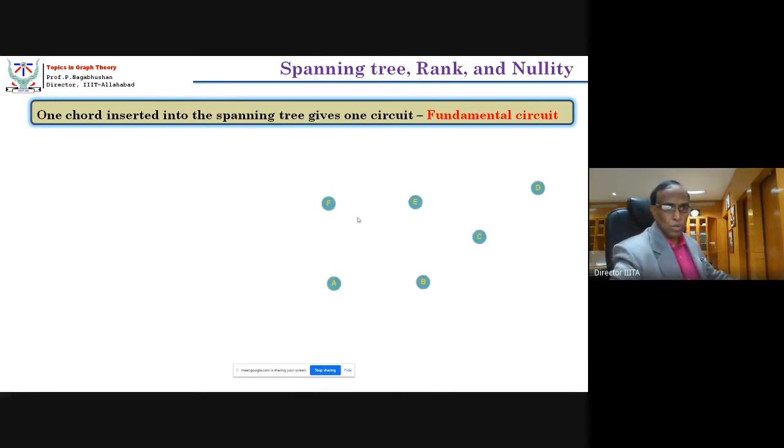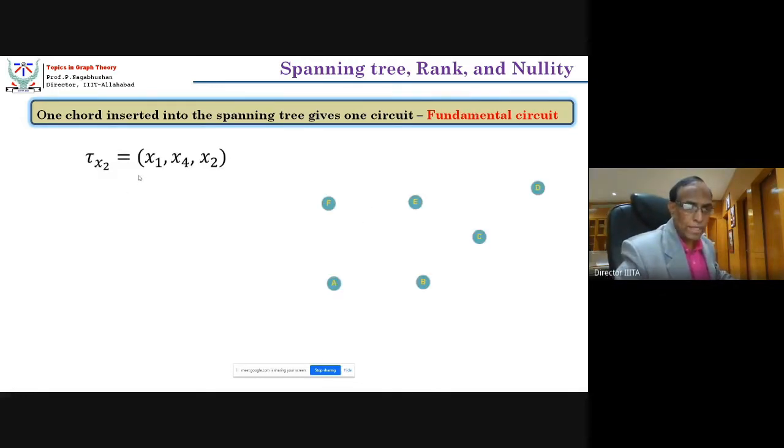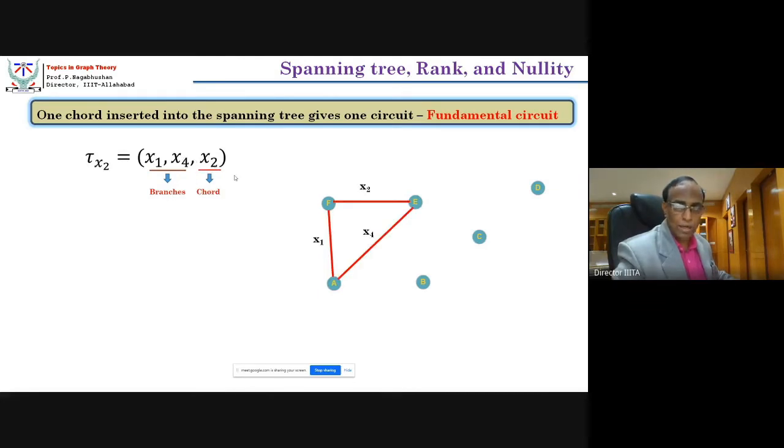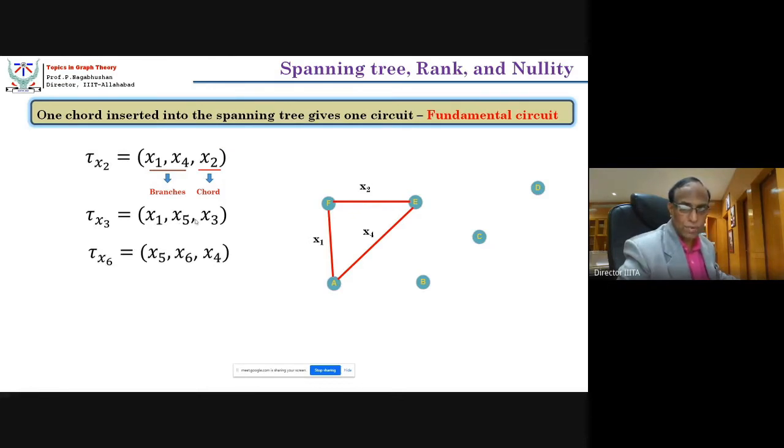Is that okay? So now you can see there is one fundamental circuit made up of x1, x4, x2. X1 and x4 are branches. X2 is a card, and if you bring x2, it will create one fundamental circuit, which just now I explained in the previous slide. Similarly, I can consider x3 with x1, x5; x6 with x5, x4; and x7 with x4, x5, x8.